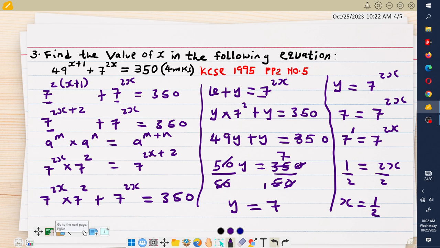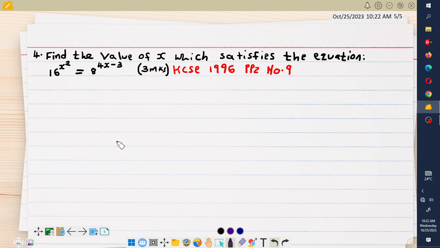Then we look at our fourth example, which is also a past papers question done in the year 1996, paper 2, question number 9. So it reads, find the value of x which satisfies the following equation. So the equation is 16 power x squared is equal to 8 to the power of 4x minus 3.